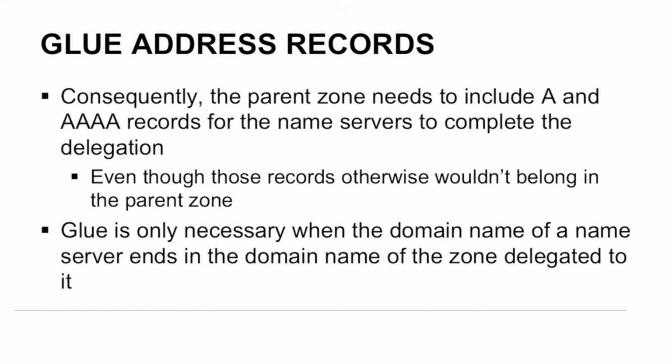So to solve the problem, the parent zone contains A and quad A records for those name servers, even though normally you'd find those records in the infoblox.com zone, not com. Note that glue address records are only necessary when the domain name of the name server being delegated to ends in the domain name of the zone being delegated. Otherwise, a recursive name server could find the address of the name server by querying other name servers.